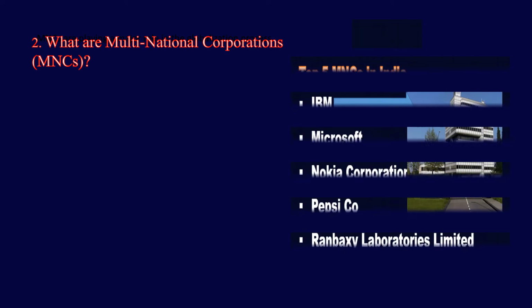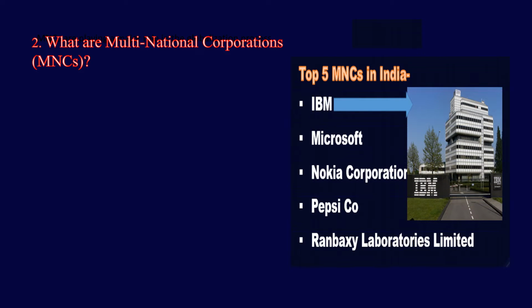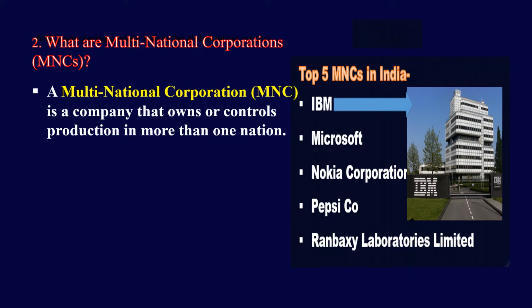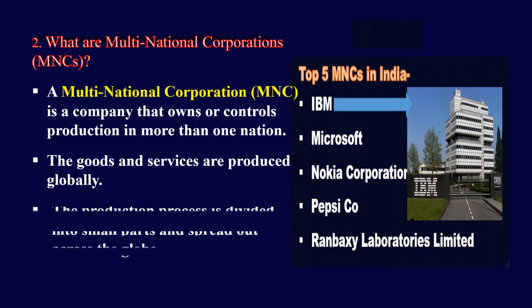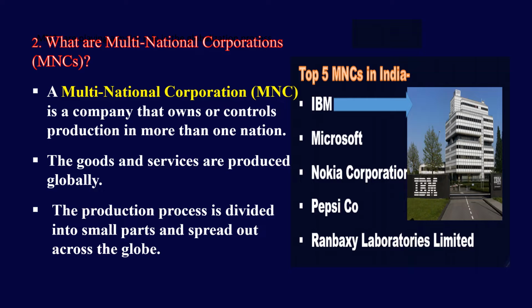What are multinational corporations? Or what are MNCs? A multinational corporation, MNC, is a company that owns or controls production in more than one nation. Means one company can have centers in many countries. The goods and services are produced globally. Means in one country the products are produced and they are sold in other countries where the products are demanded. The units of production and marketing are spread out across the world.